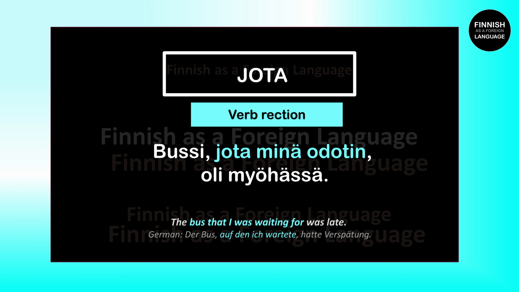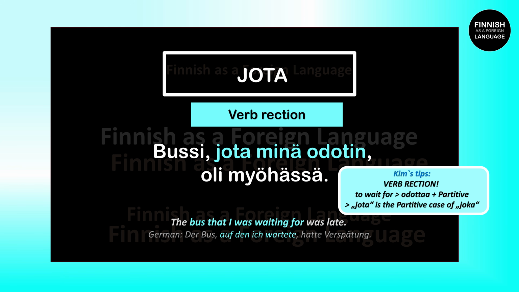And we use jota because of the verb odottaa, which means to wait, which is one of the typical verbs that always require the partitive case. So that's why we use jota here. So here in the sentence, jota provides additional information about the bus that is late. The additional information here is that I waited for the bus. So to sum it up, jota is used here because of the concept of a verb action. Here with odottaa, we have a partitive verb.